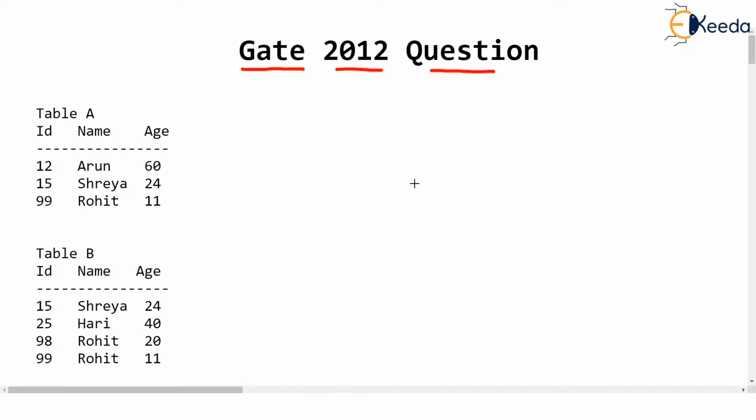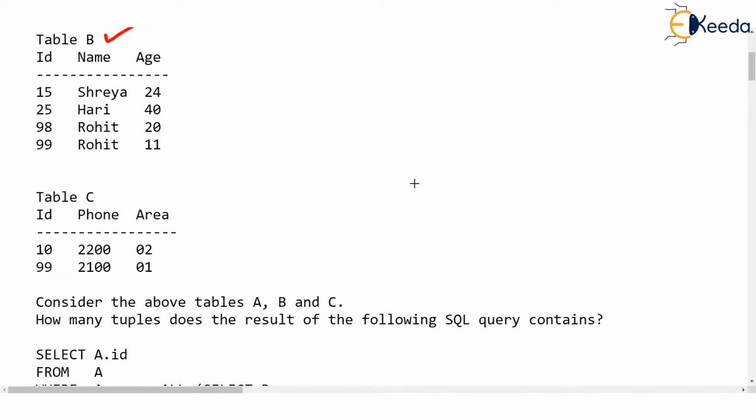Now we are given table A, table B, and one more table, C. The question asked is: consider the above tables A, B, C. How many tuples, that is rows, does the result of the following SQL query contain? So we are given a query in SQL.